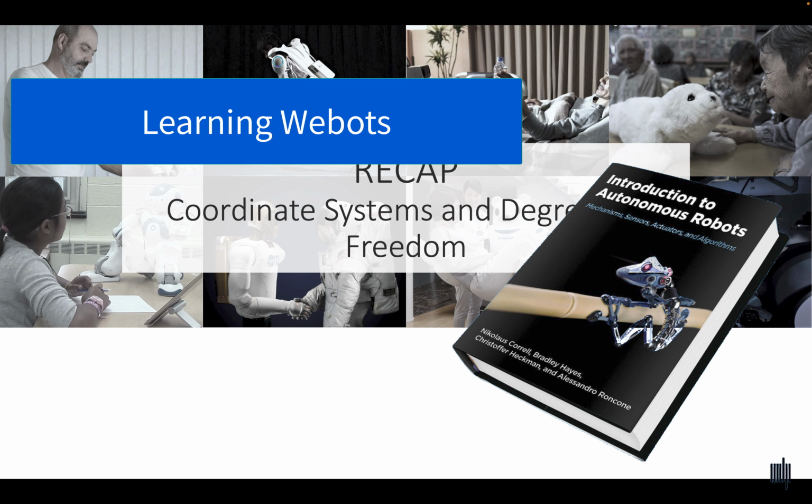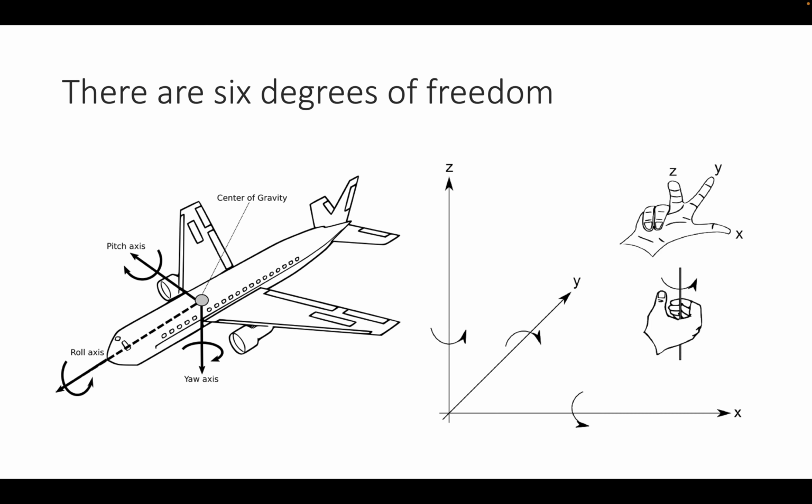Let's start with a quick recap about coordinate systems and degrees of freedom. There are 6 degrees of freedom in the world. You can best visualize this with an airplane that can move back and forth, move left and right, up and down, which are 3 degrees of freedom, and then rotate around each of these axes, which is commonly known as pitch, yaw, and roll. We also introduced the right-hand rule, which is a good way to memorize the relative orientation of the coordinate axis and their direction.